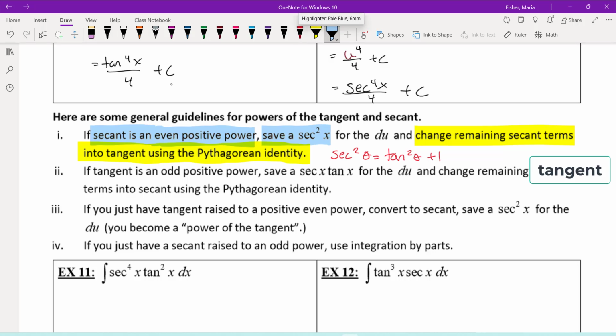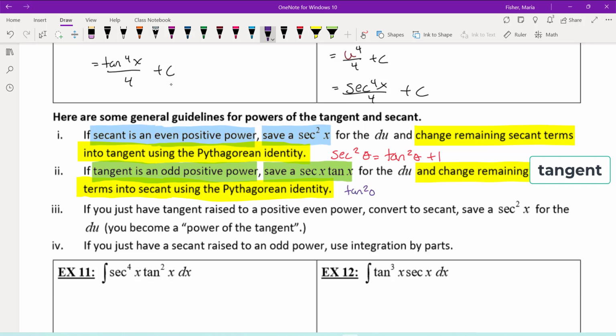If you have tangent and it's an odd positive power, you want to save a secant tangent for your du, and then change the remaining tangent terms into secants using a Pythagorean identity. And remember that Pythagorean identity is that tangent squared theta is equal to secant squared theta minus 1.